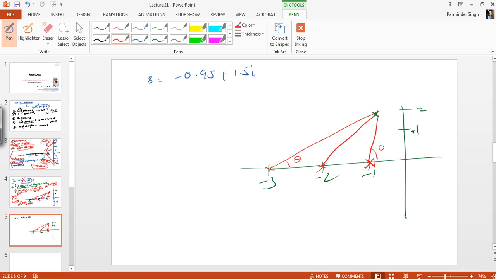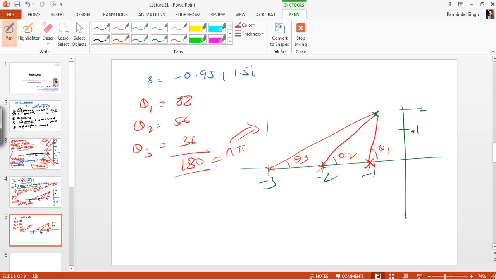So let's say theta 1, theta 2, theta 3. Now measure angle theta 1, theta 2, theta 3. I have already done it. Theta 1 comes out to be 88, theta 2 comes out to be 56, theta 3 comes out to be 36. If you add them up, it comes to 180, that is, n pi where n is equal to 1. So that means this angle lies on the root locus.